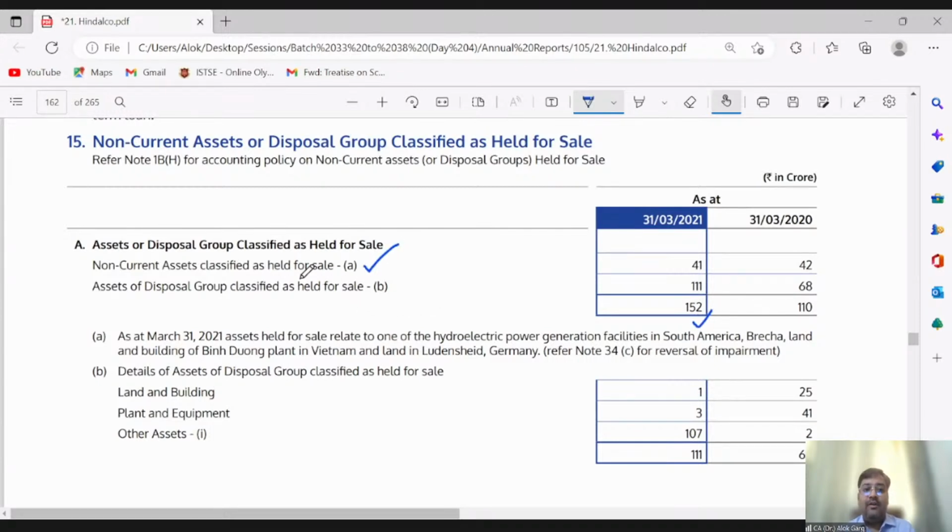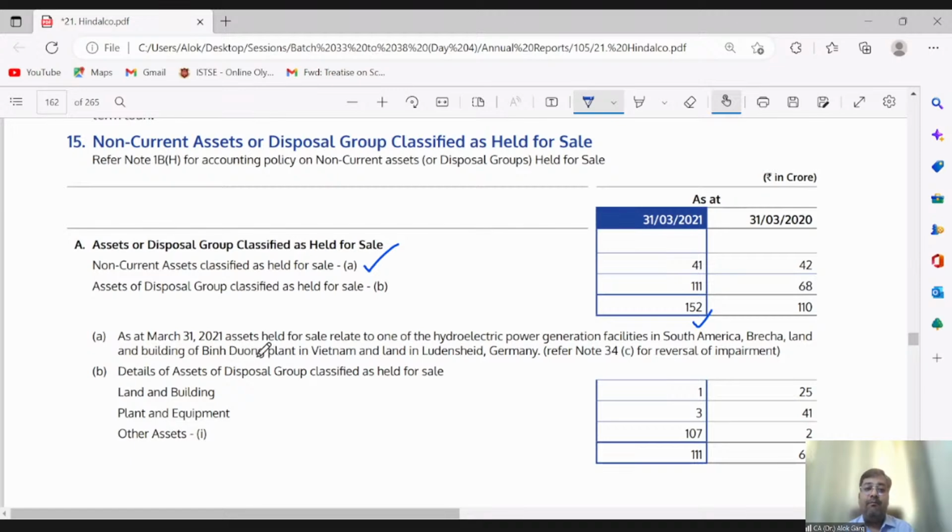A non-current asset classified as held for sale, individual asset, which is 41 crore. And what is the note given for individual asset? As on 31st March 21, this is the 31st March 21 balance sheet. Asset held for sale relates to one of the hydroelectric power generation facilities in South America. This is a factory, right? Hydroelectric power generation facilities. It is a plant and machinery. Brecha, South America, Brecha.